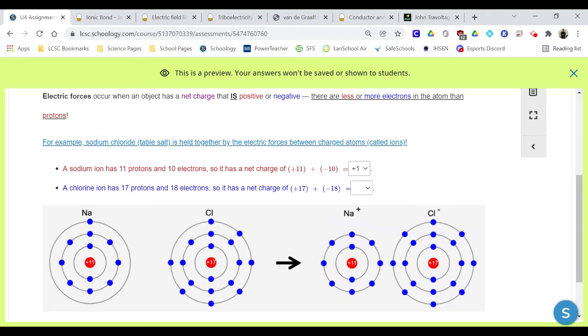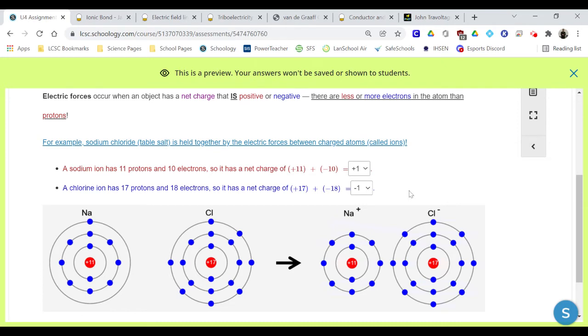Okay, a chlorine atom ends up with 17 protons in the middle and 18 electrons. It kind of picks up an extra electron. So positive 17 and negative 18 smashed together means you're going to have a little bit extra negative charge in this case. So your net charge is going to be -1 instead of +1.